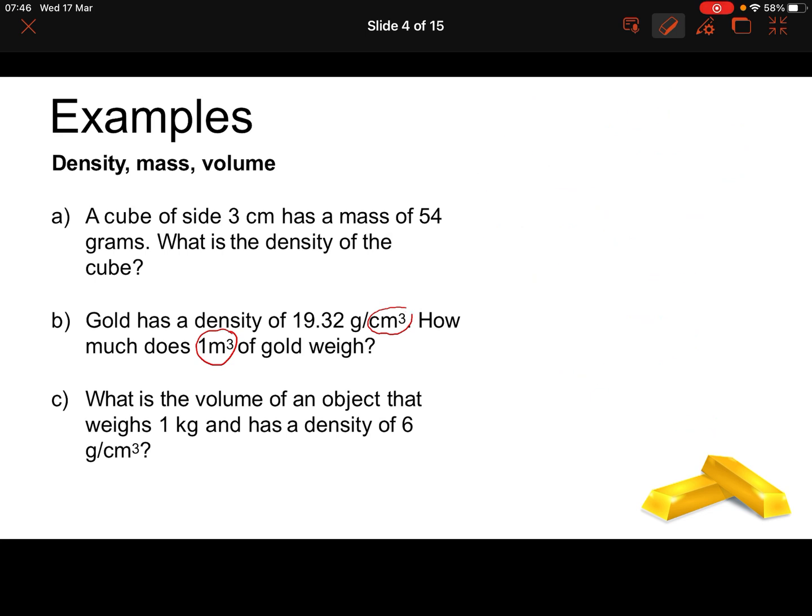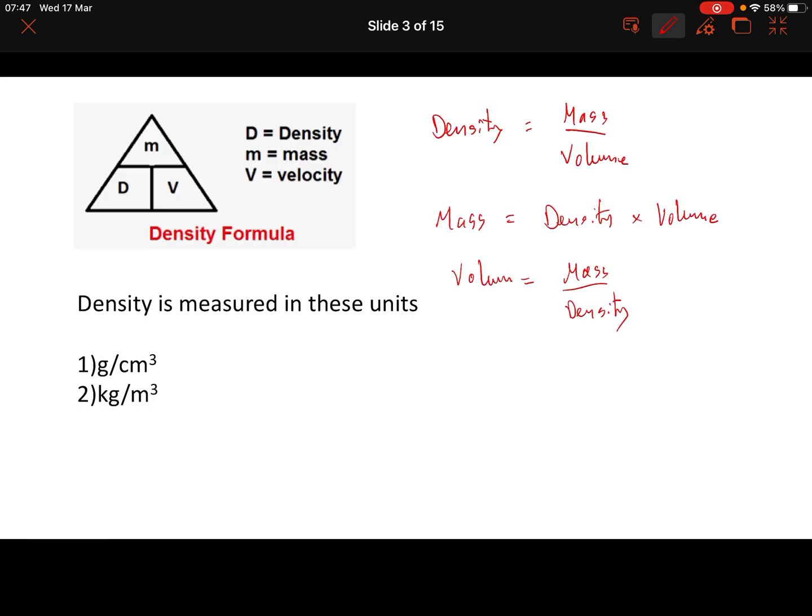Okay. Right, what about C? What is the volume of an object that weighs 1 kilogram and has a density of 6 grams per centimetre cubed? So again, what's happening here is we're mixing up units. 1 kilogram and grams per centimetre cubed. So what I'm going to need to do is change the kilogram to grams. So 1 kilogram is equal to 1,000 grams. Okay, now what I want to do is find volume. So volume is equal to mass over density. There it is. Volume is equal to mass over density.